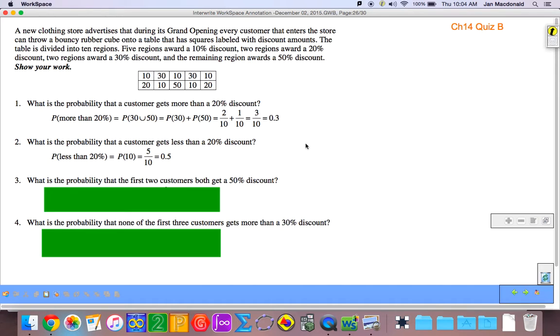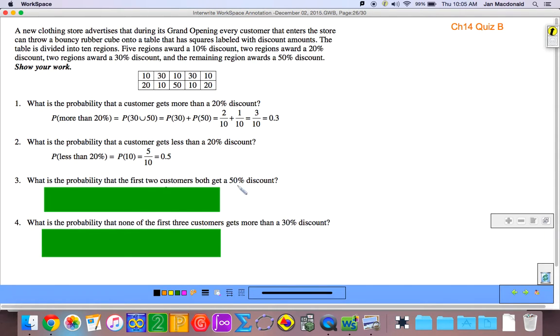Question number 3. What is the probability that the first 2 customers both get a 50% discount? Well, these events are independent of each other. The discount the first person gets has no effect on the discount the second person gets. So we want the first customer and the second customer to get a 50% discount. We know and means multiply. We also know because the events are independent, we can just multiply the individual probabilities.